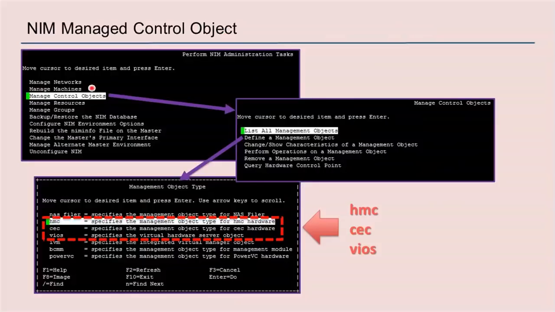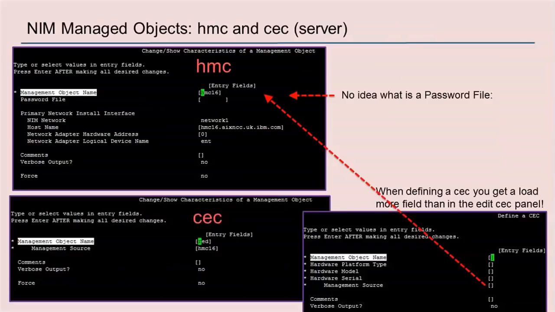So this is where you'd manage machines, but there's a new thing in here. I'm going to define a management object, and here I have an HMC, a CEC, and a VIOS server, and you need all 3 of these. And I've just got some pictures of that. First I made the HMC. I have no idea what the password file is. I mean, I can guess, but I'm not sure what the format is.